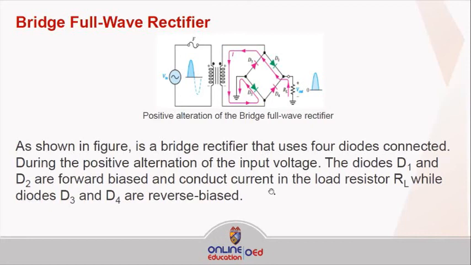It will conduct current in the load resistor RL, while yung diode 3 naman natin, tsaka diode 4 is naka-reverse bias. It will block the current in the load resistor RL. Okay?